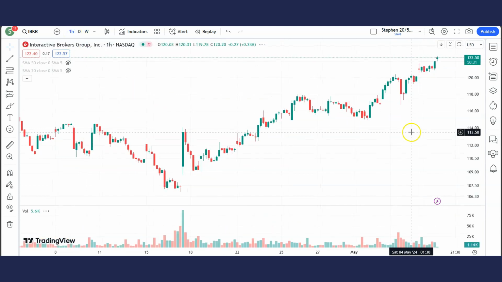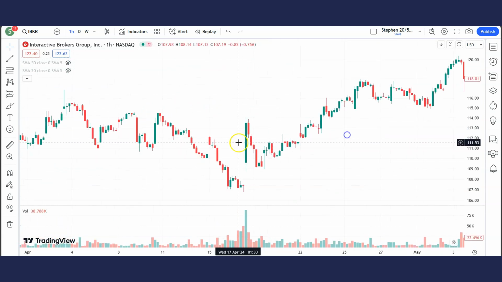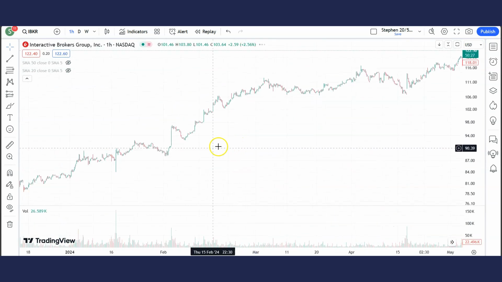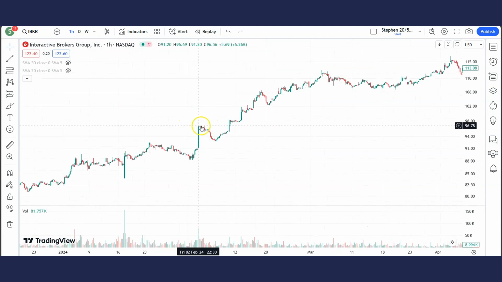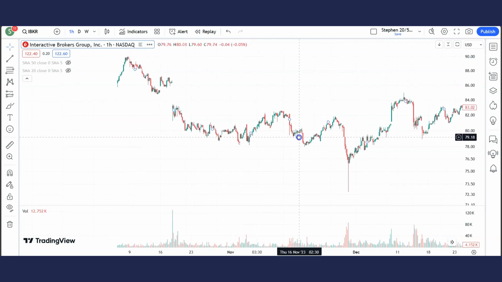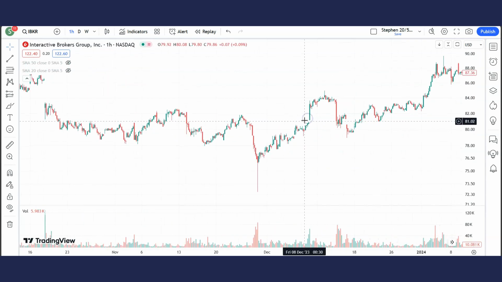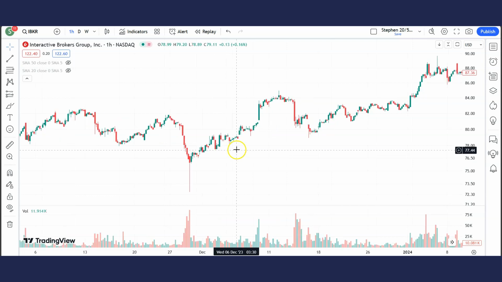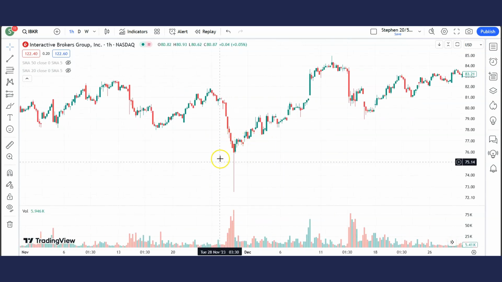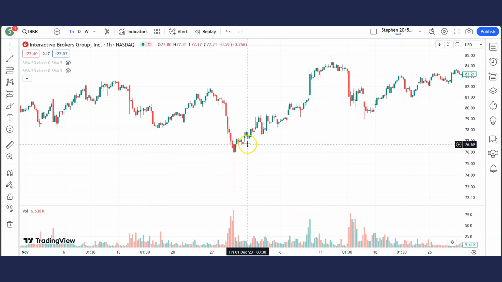Let's go to the hourly chart, and let's look for November. Let's go to November. Alright, this is November of 2023. Can you see a large bottoming tail here? This large bottoming tail here in the hourly chart.